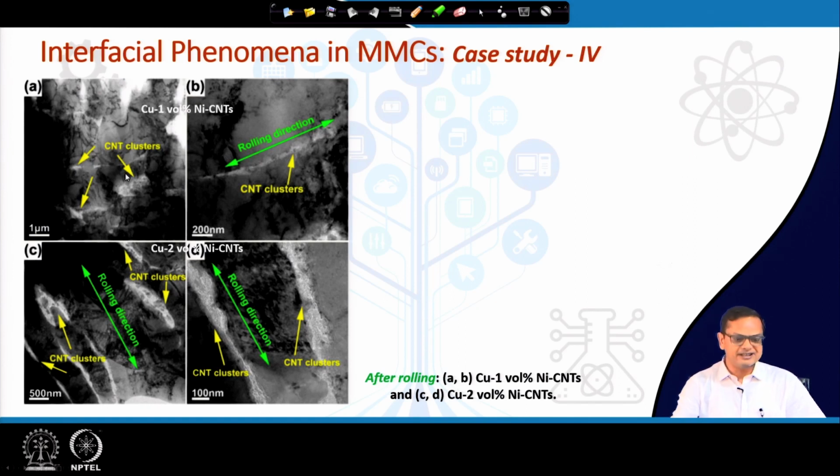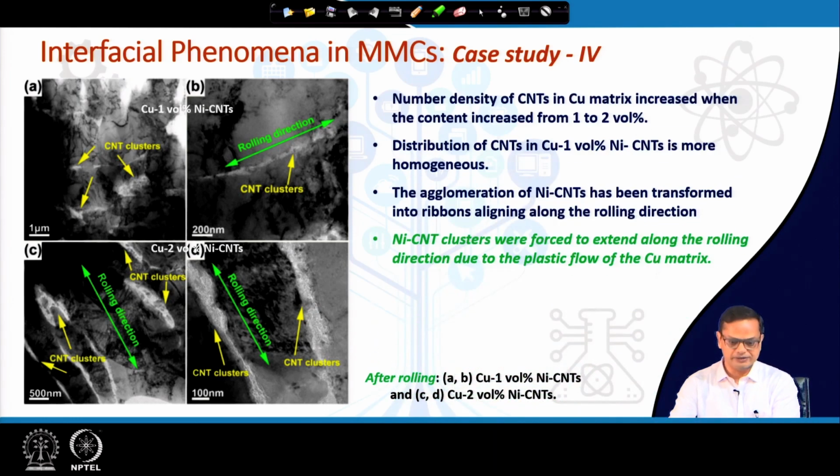Another very important aspect you can see here is that because of the rolling, the CNTs are getting aligned in the rolling direction. You can see here these CNT clusters are getting aligned with the rolling direction. You can also see here as well. Okay. So, the CNT clusters and CNT particles, you can see clearly, are actually getting aligned in the direction of rolling.